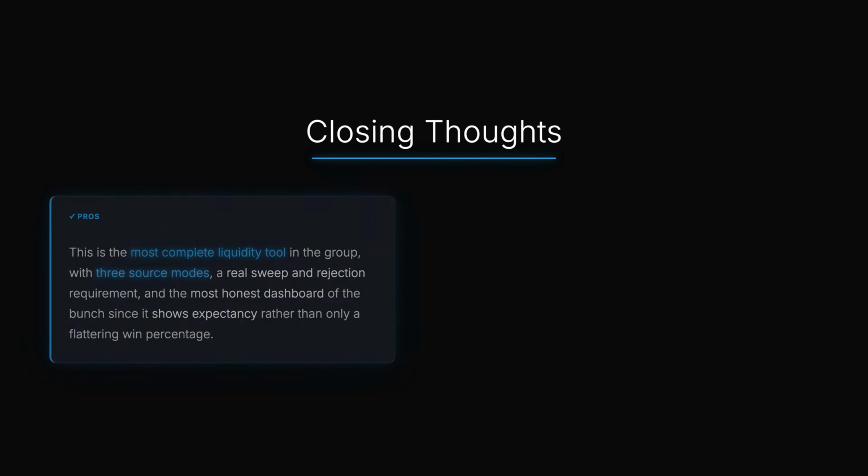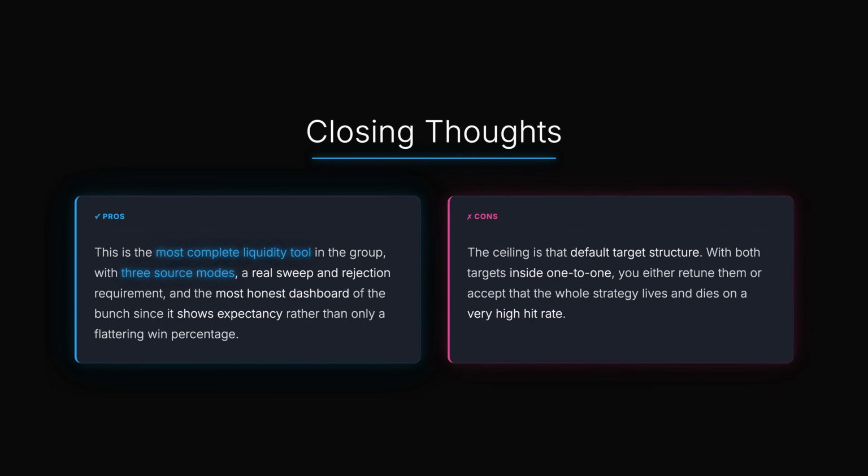This is the most complete liquidity tool in the group, with 3 source modes, a real sweep and rejection requirement, and the most honest dashboard of the bunch since it shows expectancy rather than only a flattering win percentage. The ceiling is that default target structure. With both targets inside 1 to 1, you either retune them or accept that the whole strategy lives and dies on a very high hit rate.